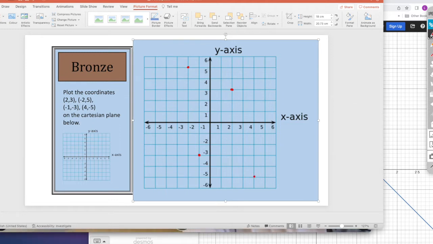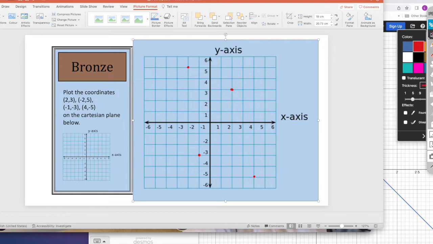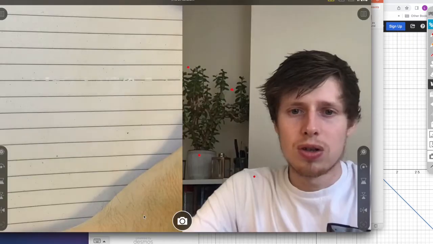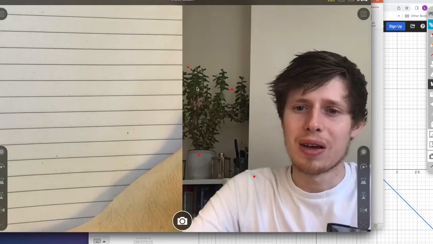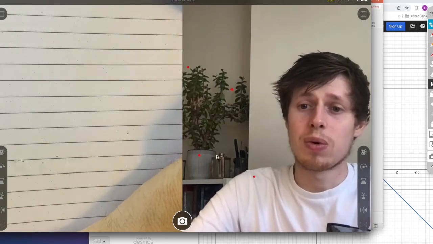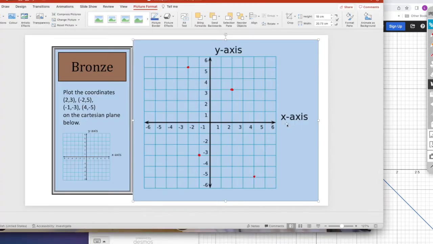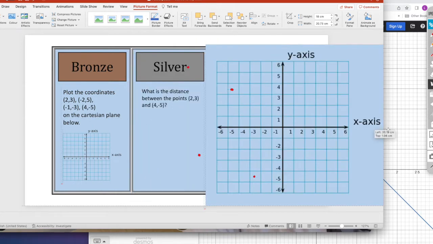Let me just get my annotator off for you. Now let's go back, the dots are still there. Actually, we're going to need them to do the next question. So let's go over to the next question. Let me just move this away for a second.